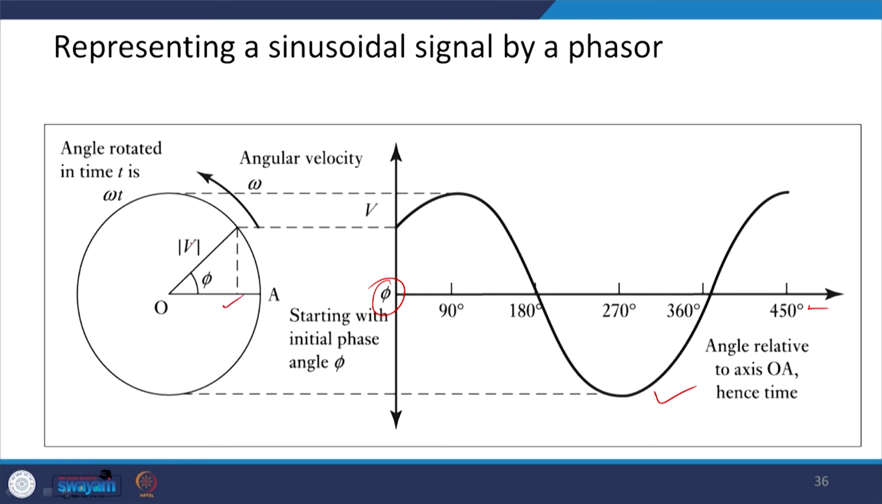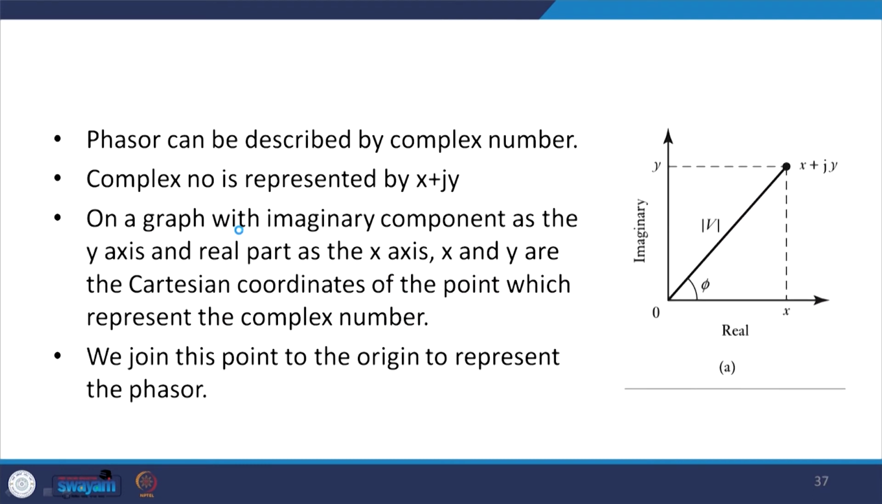Okay. So, this is how it can be represented by a phasor of magnitude, say V, and the angle phi. As I was telling, a phasor can be described by a complex number, and a complex number is represented by x plus j y. Here you have a phasor, say of magnitude V and at an angle phi, and I can describe this by the complex number x plus j y.